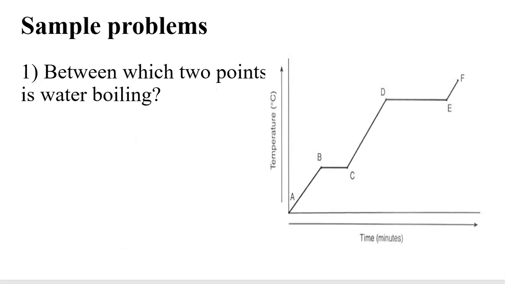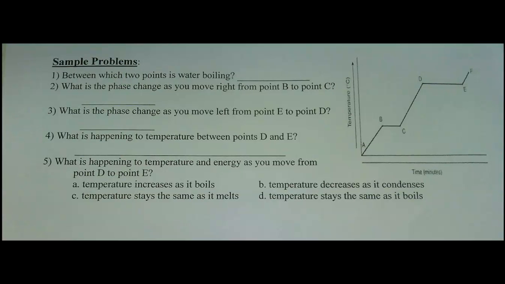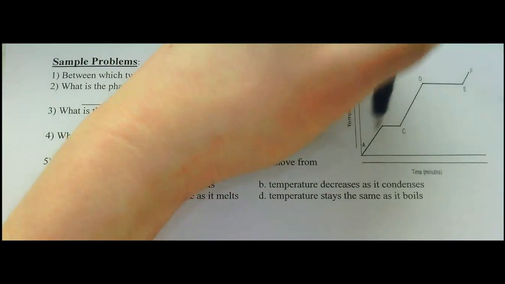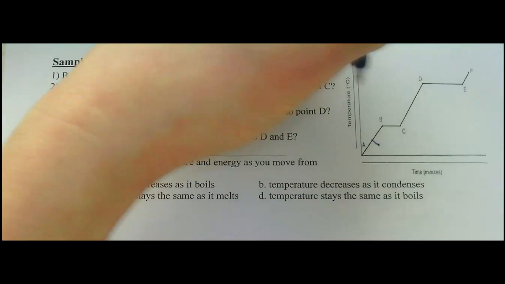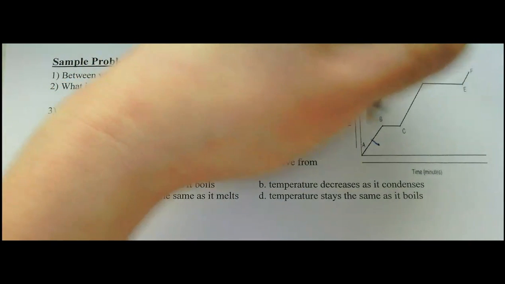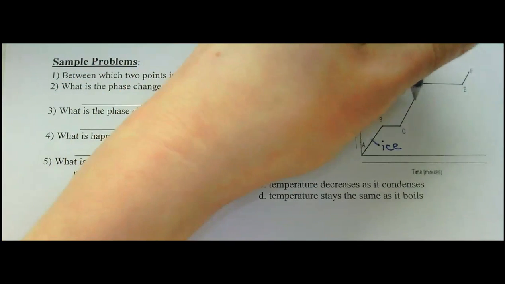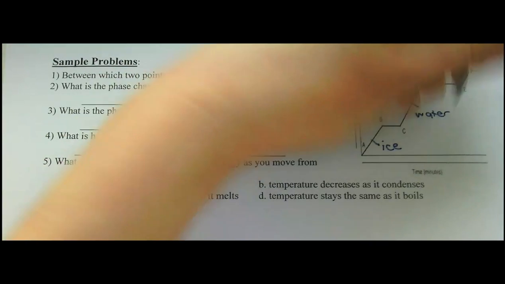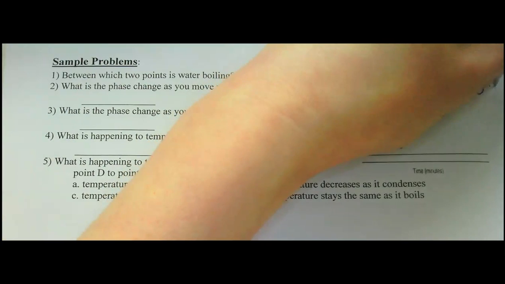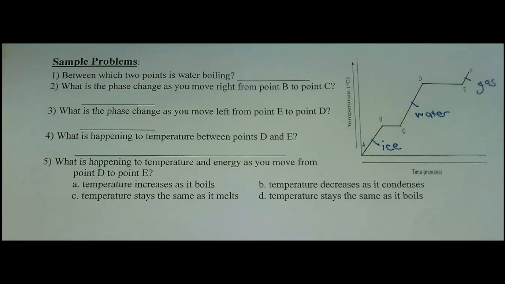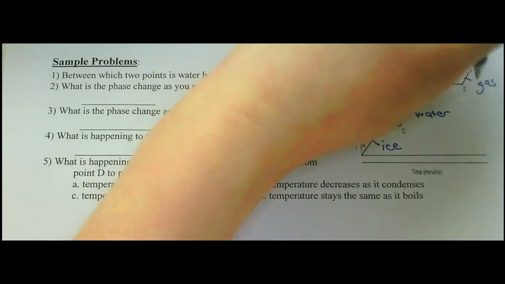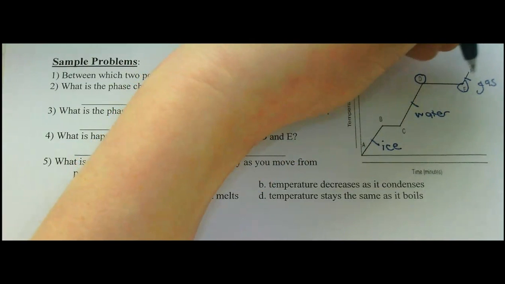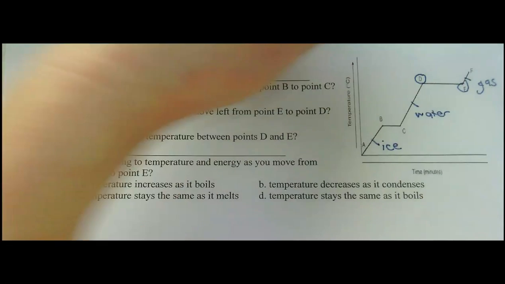Now we're going to move to do a sample problem. It says, between which 2 points is the water boiling? We're going to switch it over to the document camera. Okay, between which 2 points is water boiling? So here we've got ice. I always like to label these. If you're on your test, I would always label your different points. We've got ice, we've got water, and we have gas. So water will boil between points D and E, because that water will change to gas between points D and E.